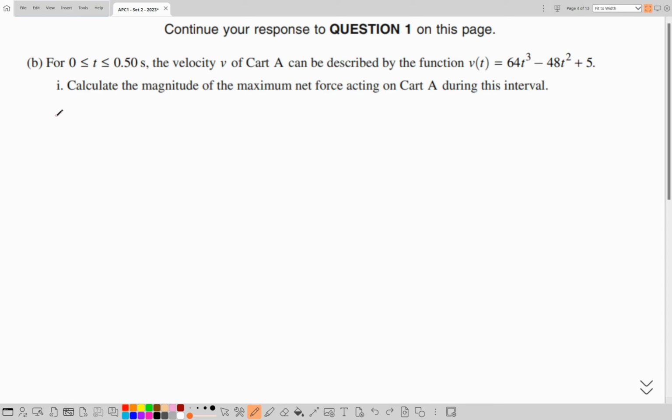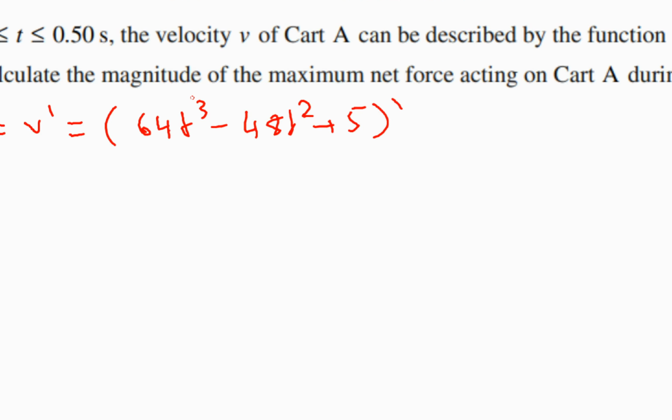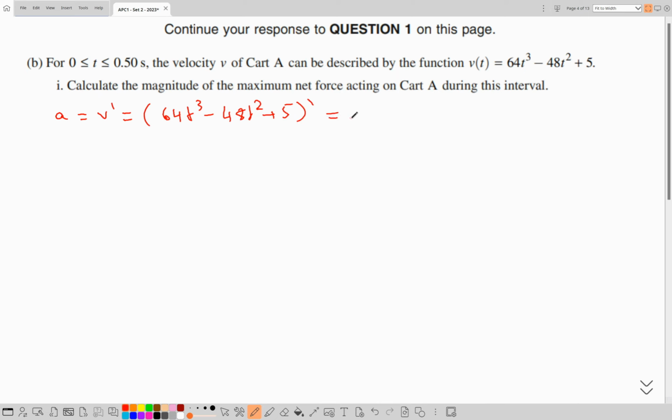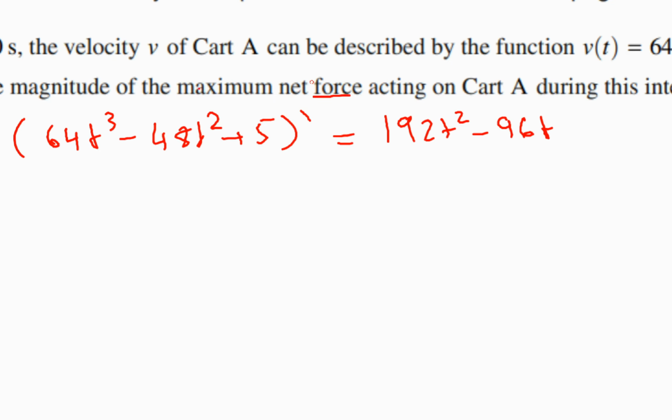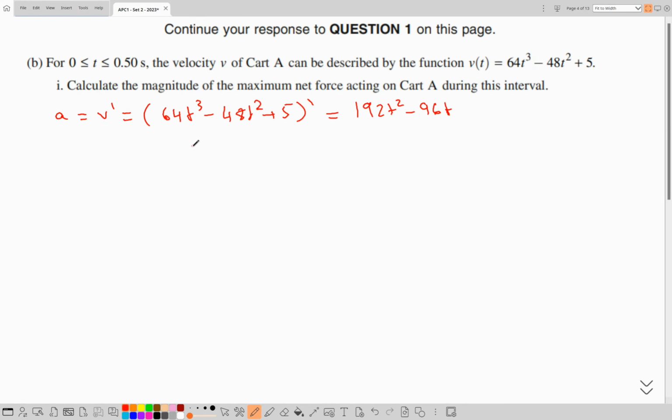So let me say that a, which is equal to v prime, is the derivative of 64 t cubed minus 48 t squared plus 5. Here we drop the power, multiply it by 64, and reduce the power by 1. Similarly here, that would be 192 t squared minus 96 t. But if you notice carefully, we're not interested in the force, but rather the maximum force. So we need to find the maximum acceleration.